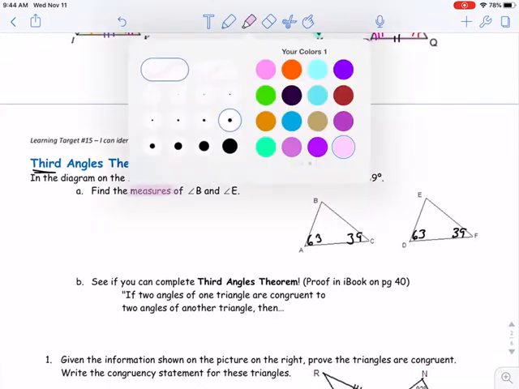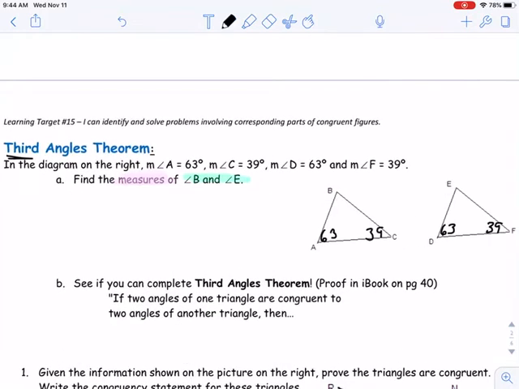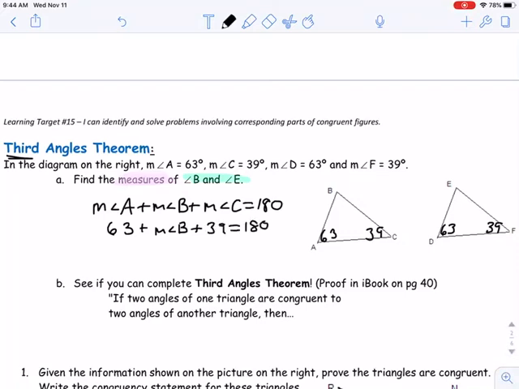I hate when people say measure, so sometimes I say it. Let's find the measure of angle B and E. Well, let's be extremely tedious right here, but we have the triangle sum theorem. We know that all the angles add up to 180 degrees. So 63 plus the measure of angle B plus 39 degrees equals 180. So we get 102 plus the measure of angle B equals 180, and the measure of angle B equals 78 degrees.